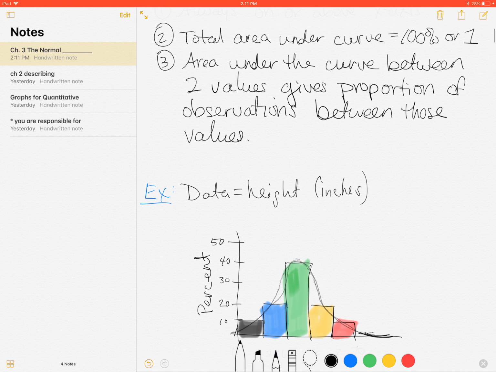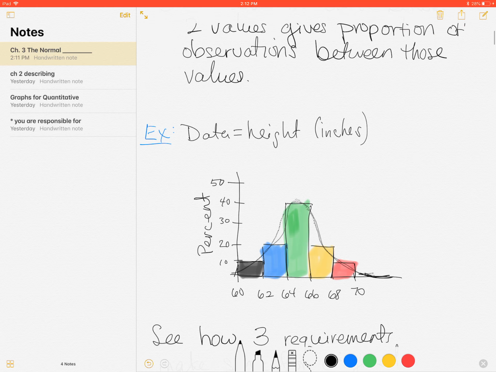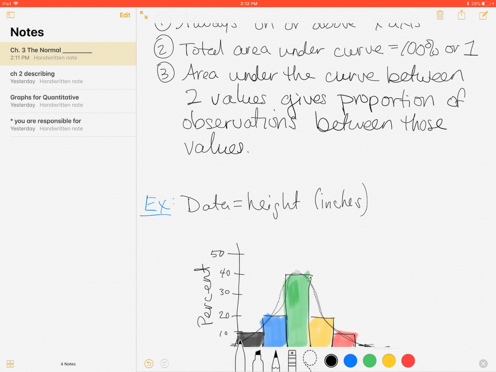Number 2, the total area under the curve is 100%, or 1. Well, if you think about it, if 10% of our data is in the first block, 20% is in the third block, well, we put all of our data in this graph, right? 100% of our data. So when we draw a histogram, if we're graphing it using percents, that total should always be 100%. It just means you have all the data. And so that's why that has to be 100%.